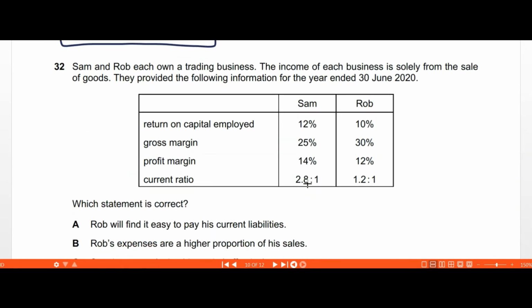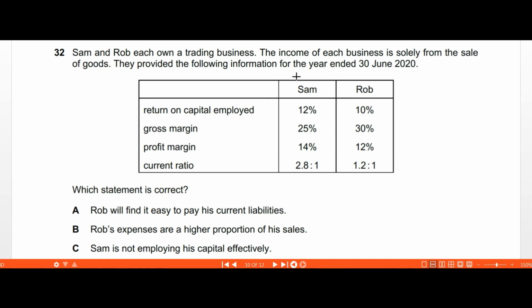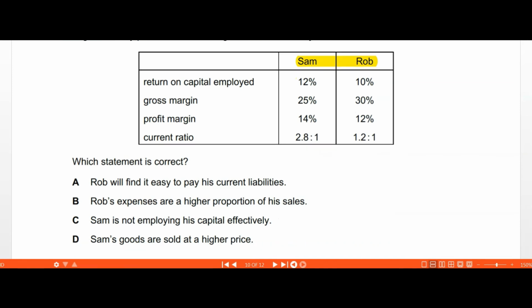Sam and Rob each own a trading business. The income of each business is solely from the sale of goods. They provide the following information for the year ended 30th June. Return on capital employed. So they have given you ratios for both these businesses. We have return on capital employed, gross margin, profit margin, and current ratio. Which statement is correct? Now before looking at the statements, let's just analyze these figures.